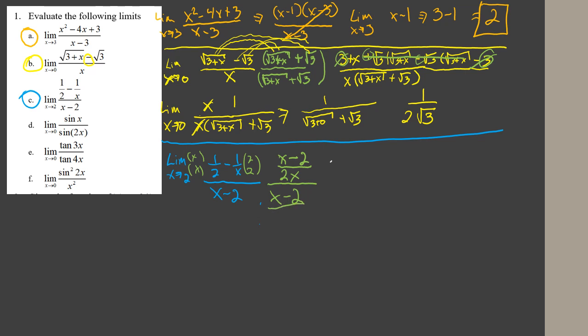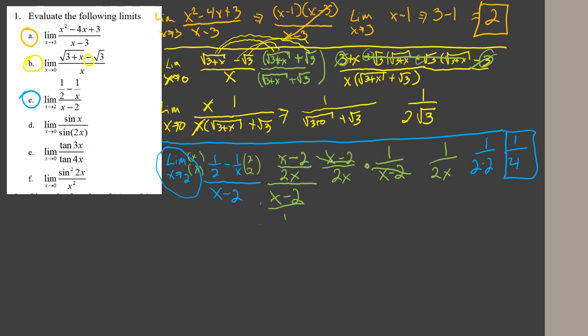And if we do the keep, change, flip, or multiply by the reciprocal, we've got x minus 2 all over 2x times 1 over x minus 2. Now everything is a quantity that's being multiplied, so we can get rid of those, and we have 1 over 2x. And we're taking the limit as it goes to 2, so we can do direct substitution here. We have 1 over 2 times 2, or 1 over 4. Making pretty good progress here.